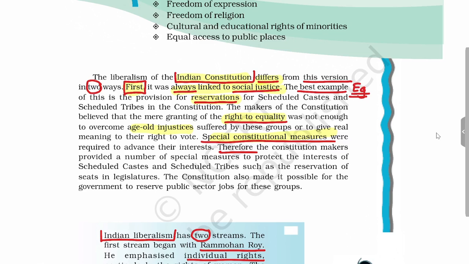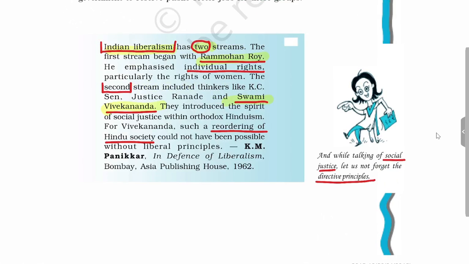So you can see that Indian liberalism has two strands, one represented by Raja Ram Mohan Roy and another represented by Swami Vivekananda. The Indian liberalism strand represented by Raja Ram Mohan Roy focused on individual rights, while the strand based on Swami Vivekananda was based on reordering the Hindu society on the basis of liberal principles. And you can also see that this concept of social justice is included in the directive principles of state policy, which are in Part 4 of the Constitution of India after Part 3, Fundamental Rights.